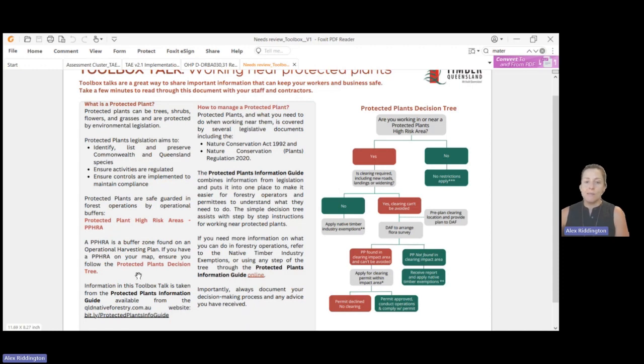Again, use this simple decision tree. It can really assist you with your step-by-step instructions for working near protected plants. If you need more information on what you can do, then refer to the native timber industry exemptions or any step of the decision tree through the Protected Plants Information Guide. Importantly, always document your decision-making process and any advice that you've received, and you can always reach out to me here at Timber Queensland and I can always try to assist.